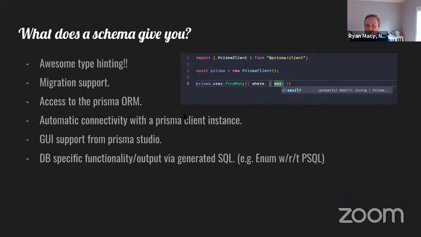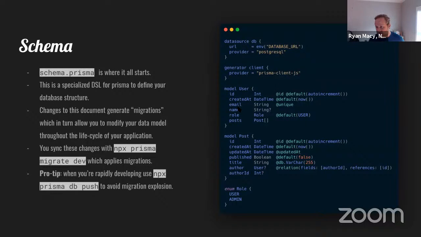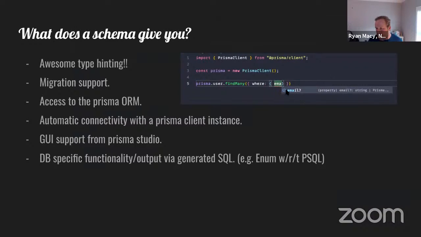So again, what does the schema give you? Incredible type hinting. I've taken a picture in my VS Code here, where I have a user object from the previous slide. You see that this user has a string, and it's type hinting that to me when I'm making this query here, that is a property that exists on the user object, which is really awesome. So you have all these strongly typed creature comforts available to you as you're interacting with it, which is really cool. Again, migration support.